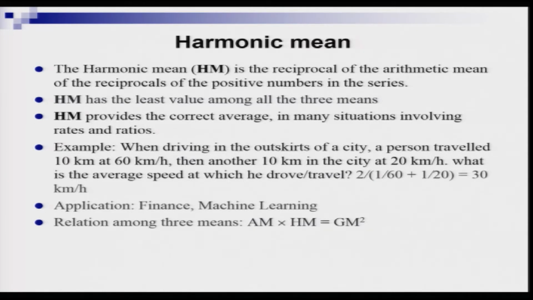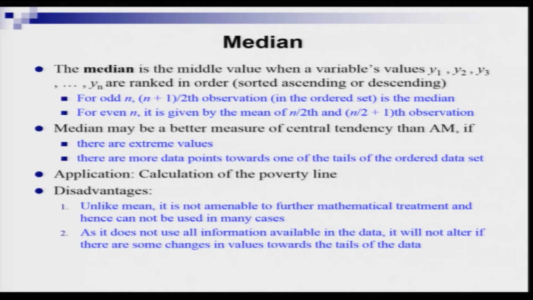Now, as I mentioned, harmonic means are more suitable for numbers which are expressed in rates or ratios, hence it finds its applications in financial economics. The square of geometric mean is equal to the product of arithmetic mean and harmonic mean. So, let me move on to the second measure of central tendency, and that is median.